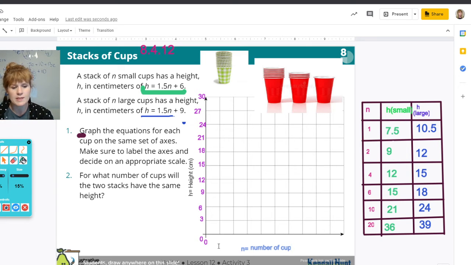Okay, now for my scale on the number of cups, I decided to count by ones. So 0, 1, I'm just going to go ahead and do that. 2, 3, 4, 5, 6, keep on going. You can do something different if you want to. You do what you want to do. Maybe I should have counted by twos. I don't know.